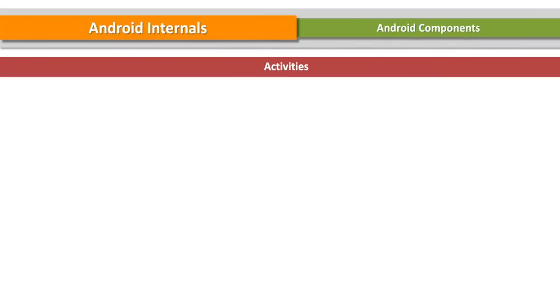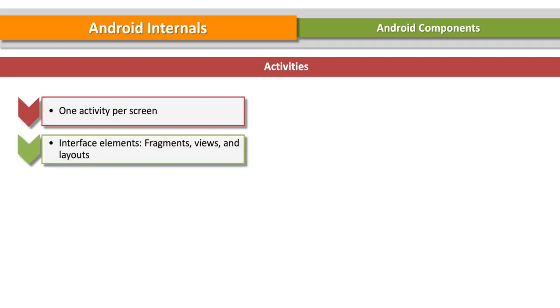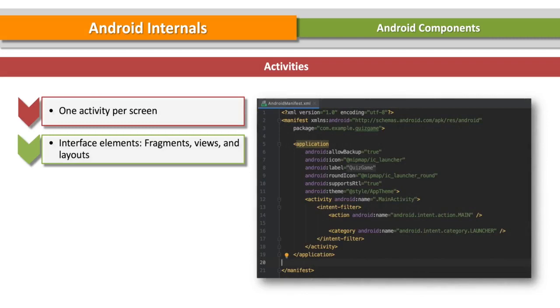So activities make up the visible part of any app. There's one activity per screen, so an app with 3 different screens implements 3 different activities. Activities are declared by extending the activity class. They contain all user elements, fragments, views, and layouts. Each activity needs to be declared in the Android manifest with the following syntax. Activities not declared in the manifest can't be displayed, and attempting to launch them will raise an exception.